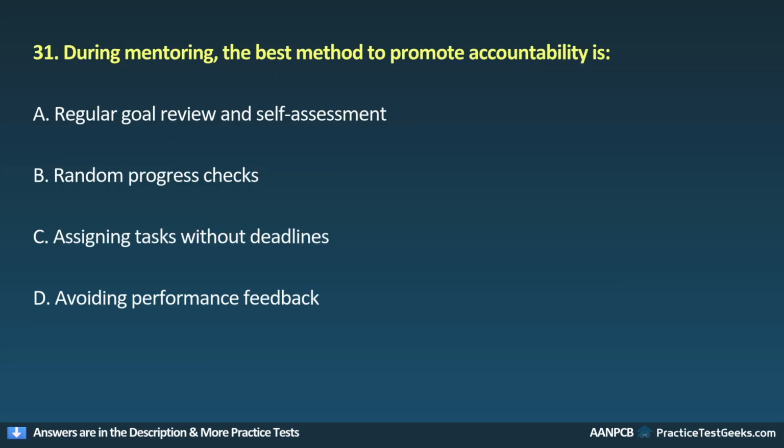31. During mentoring, the best method to promote accountability is A. Regular goal review and self-assessment. B. Random progress checks. C. Assigning tasks without deadlines. D. Avoiding performance feedback.